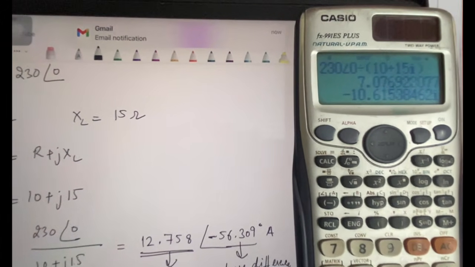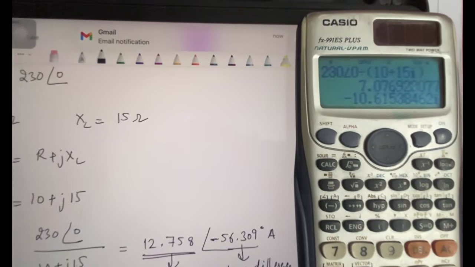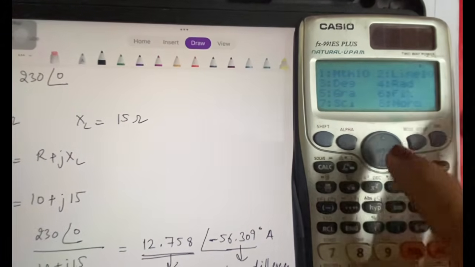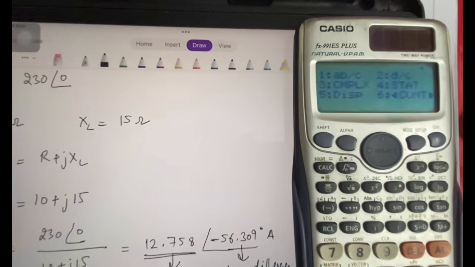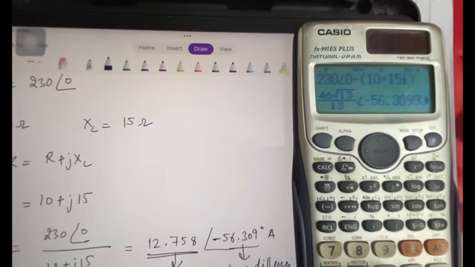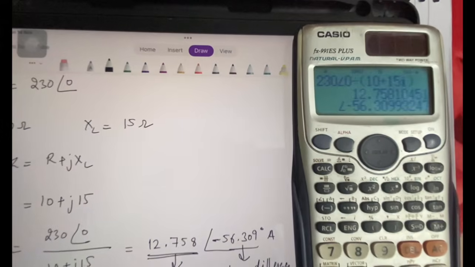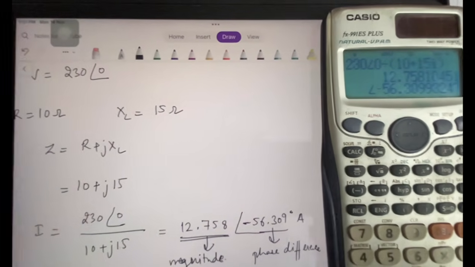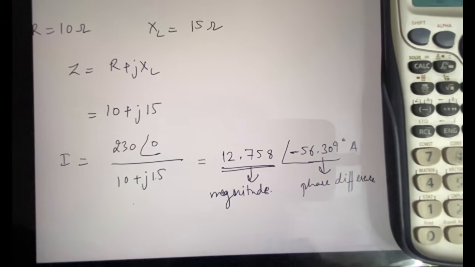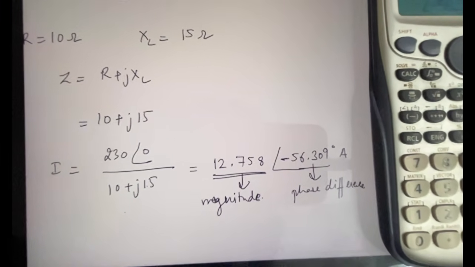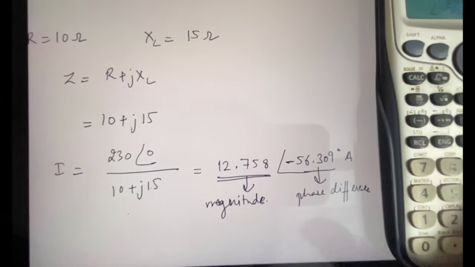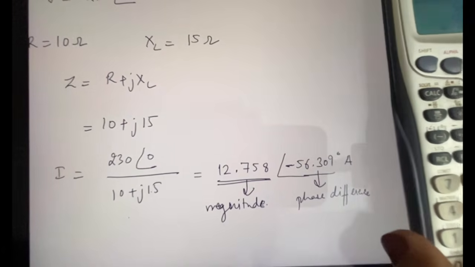But we want the answer in R angle theta form in all our problems. So you always set your calculator to give the answer of the complex in R angle theta form. I have once again selected that, so I'm getting the answer in R angle theta form. So this is the same as what I had written over here, 12.758 and angle minus 56.309, magnitude and angle. So this is how the use of the calculator in complex mode will help you in solving the problems.